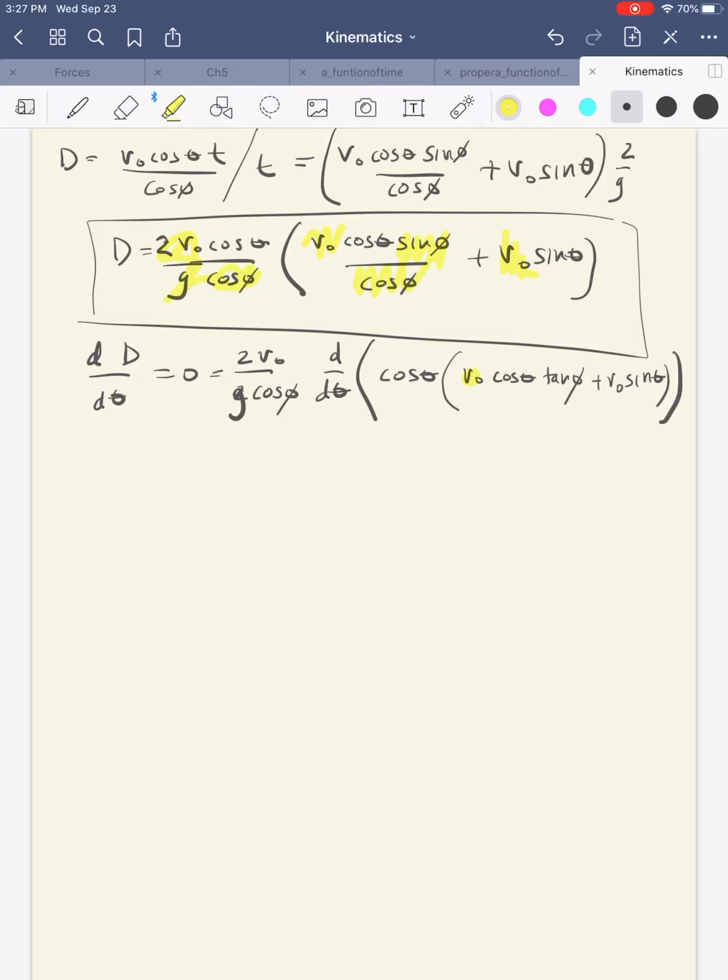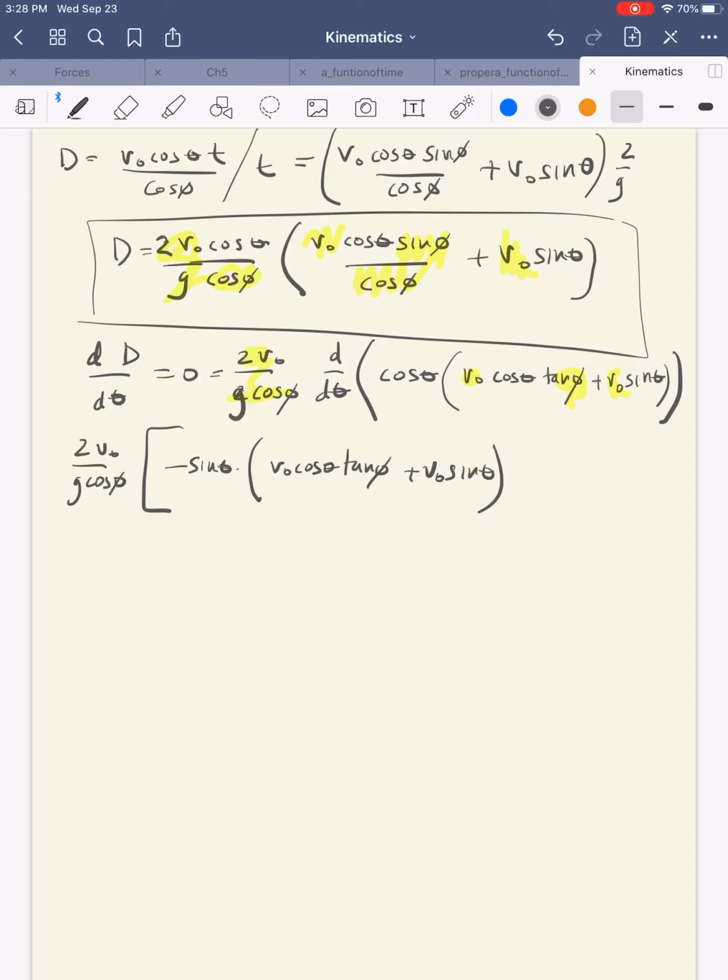Again, my constants, so I don't get confused. These got pulled out already. Then I'm going to take a derivative. Chain rule. First I'll take the derivative of this, leaving that constant. Then I'll leave that constant and take the derivative of this. So derivative of cosine theta minus sine of theta, leaving this constant. Then leaving the cos constant and taking a derivative of this.